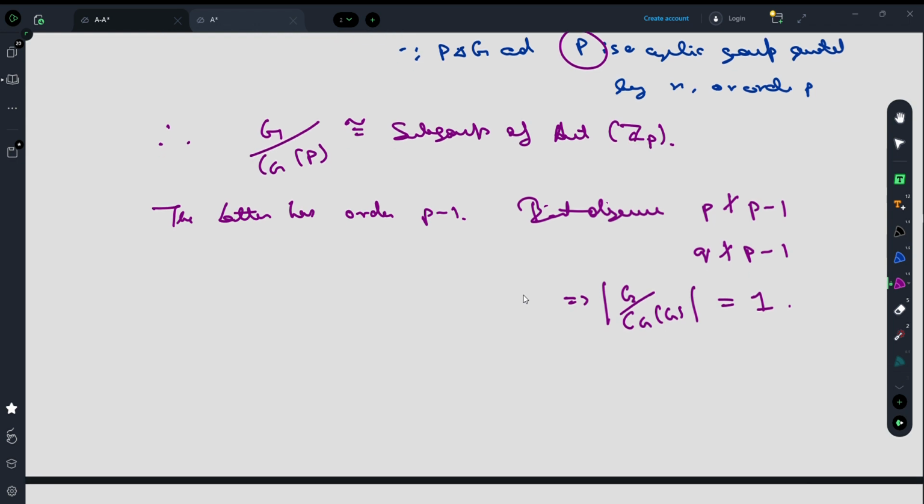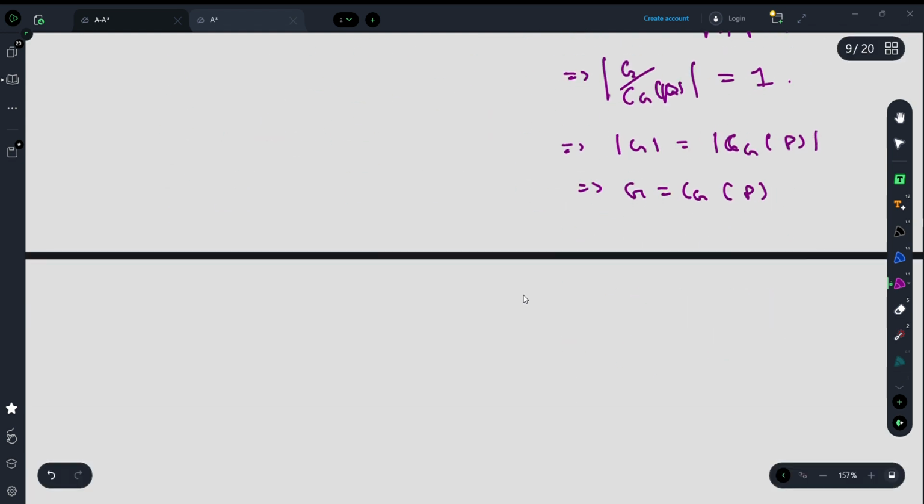Therefore, the order of G mod the centralizer of G must be 1. Any non-identity subgroup will have order P minus 1. But P doesn't divide P minus 1, and Q doesn't divide P minus 1. So the only subgroup it should be isomorphic to is the trivial subgroup. Hence the order of G must be equal to the order of the centralizer of P in G. But since the centralizer of P in G is by definition a subgroup of G, G must equal the centralizer of P in G.